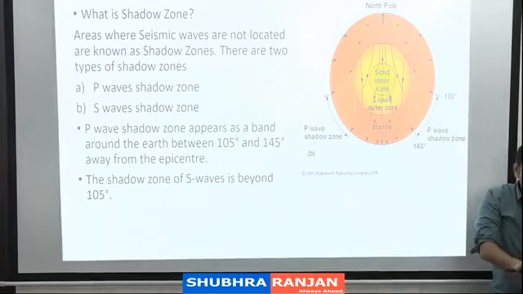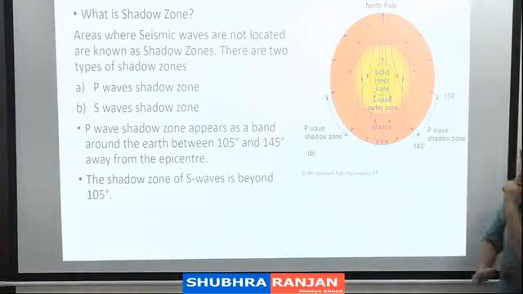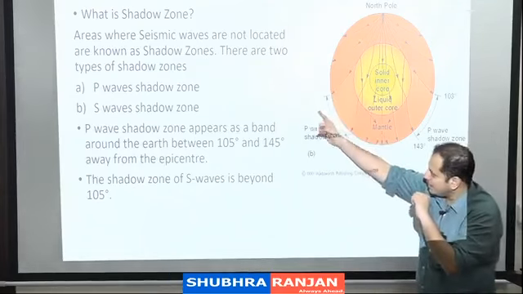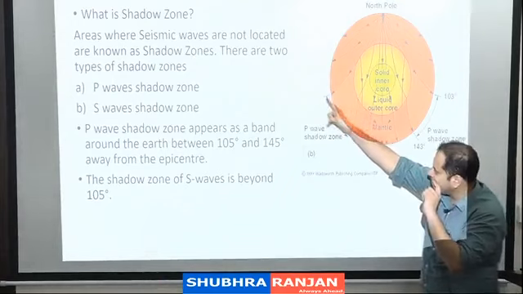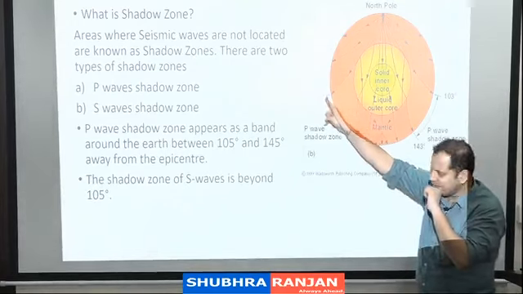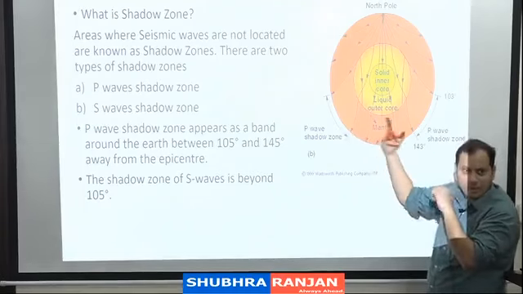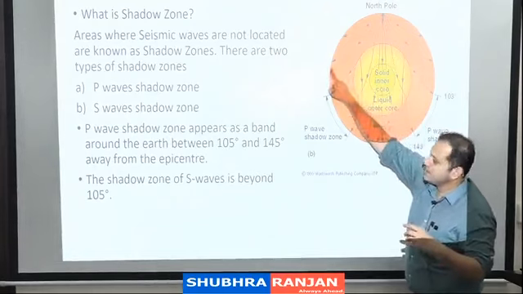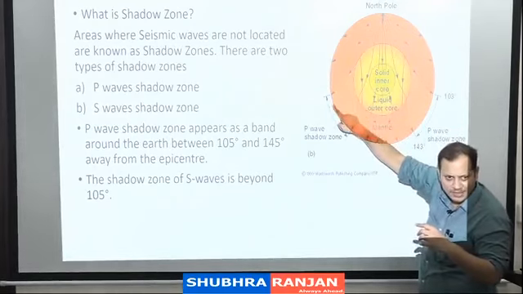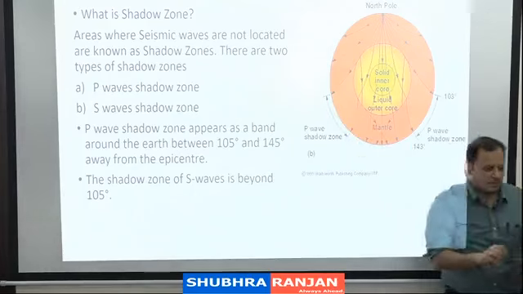So the shadow zone of an S wave, can I say, is larger than the shadow zone of P wave? Yeah. Why? Because the entire zone beyond 105 is the shadow zone of S waves, while the shadow zone of P wave is only from 105 degrees to 145 degrees. कहाँ से degree? From the focus.